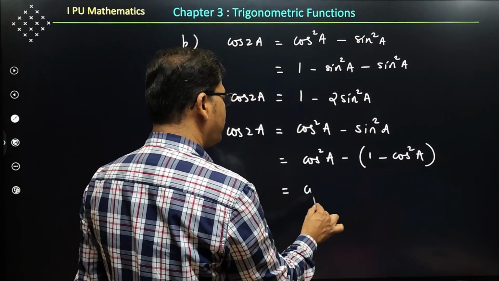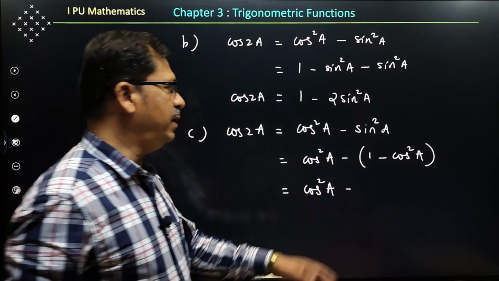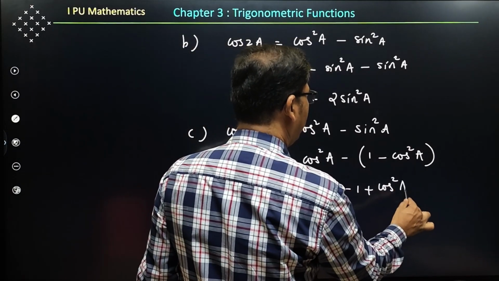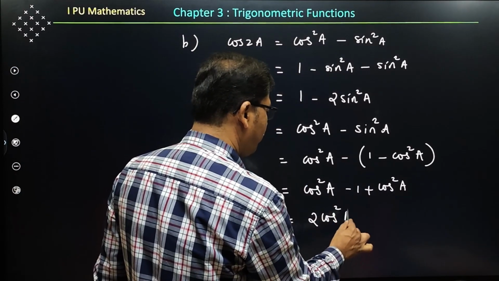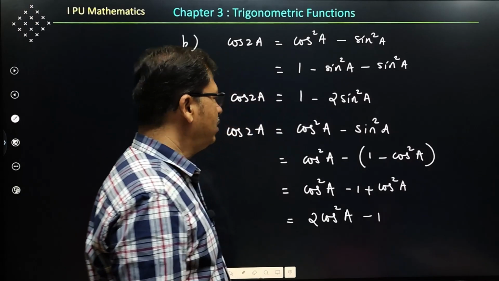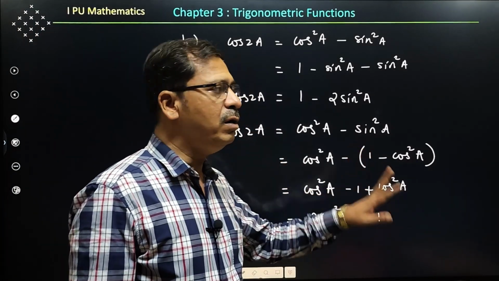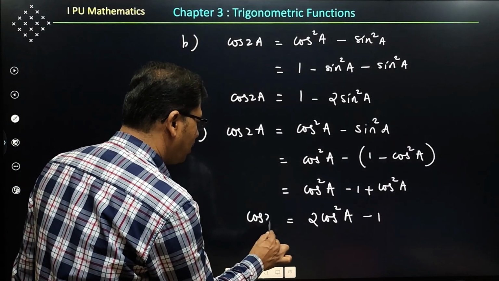This is leading to 1 minus cos square a here. So this is equal to cos square a as it is, cos square a minus, if you apply inside, it becomes minus 1 plus cos square a, and then cos square a plus cos square a leads to 2 into cos square a, and then minus 1. So cos 2a is equal to 2 cos square a minus 1, and hence I have completed the results for cos 2a.